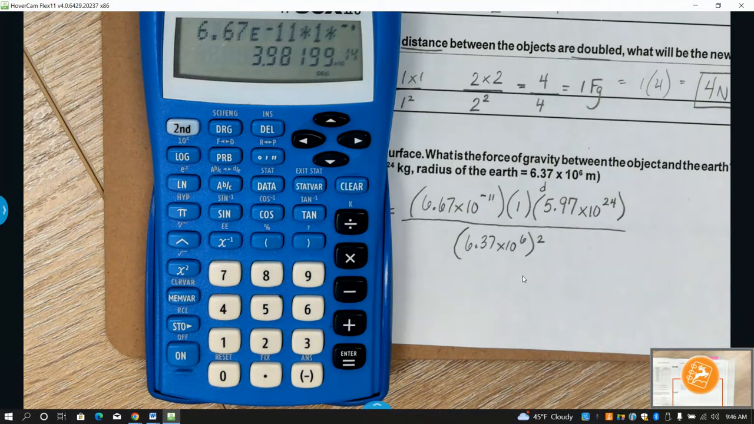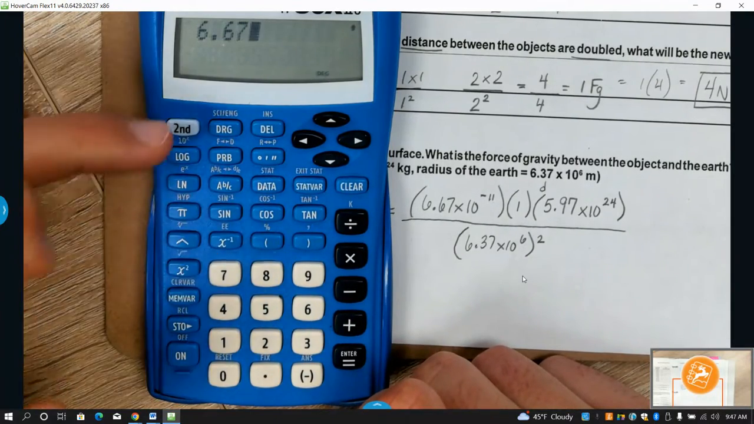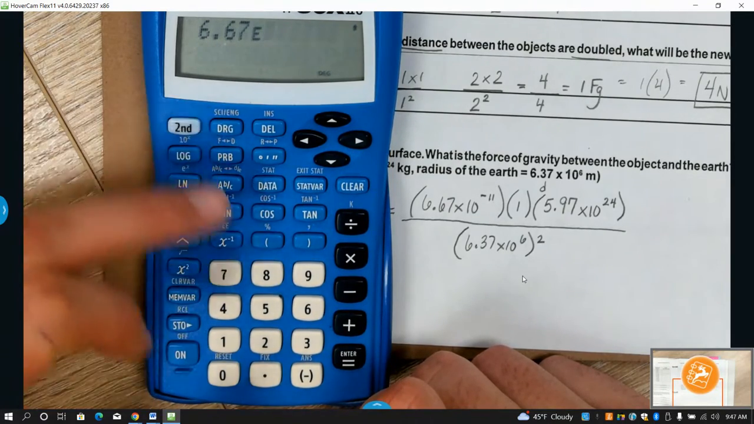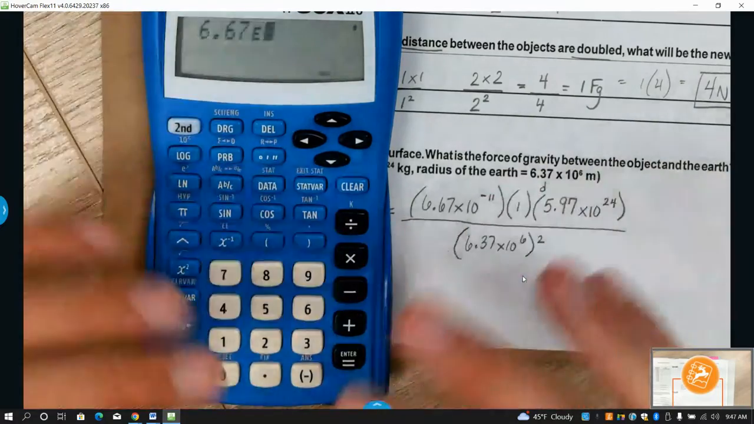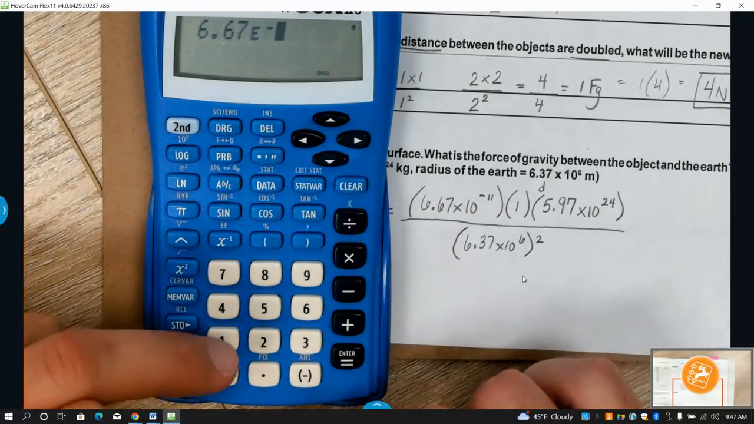On the calculator? Yes, what about it? What do I put on the calculator? I put in 6.67. You have to hit the E button. The E is going to be your times 10 to the thing. That's what it does. So after your E button, you type in the exponent.